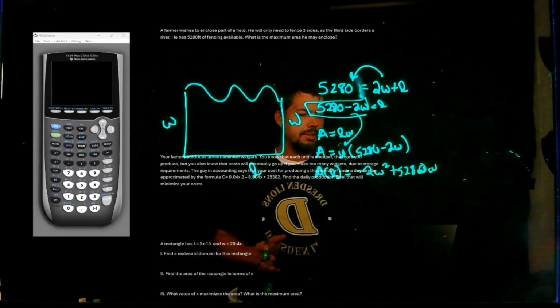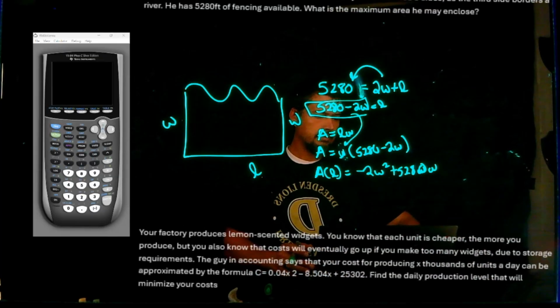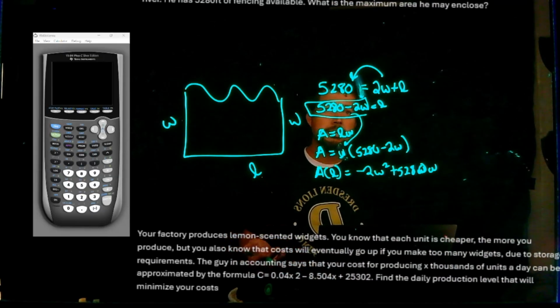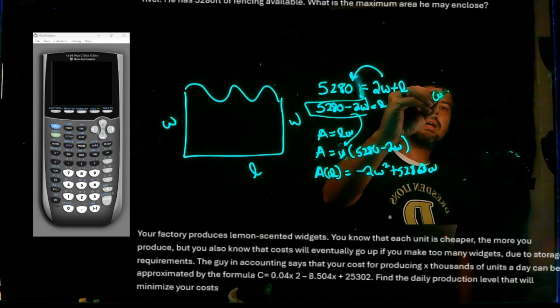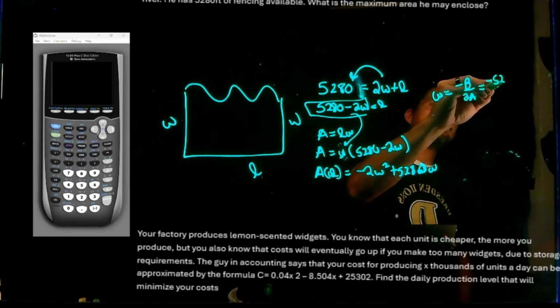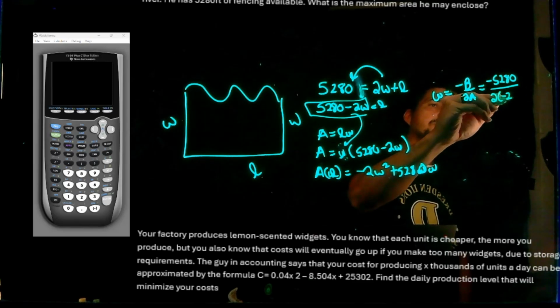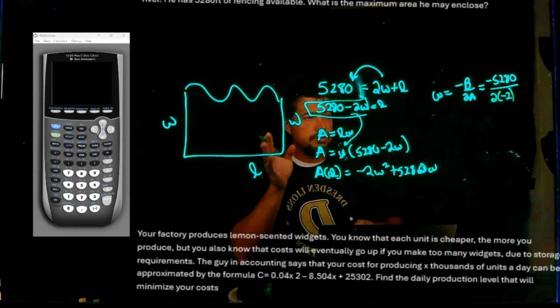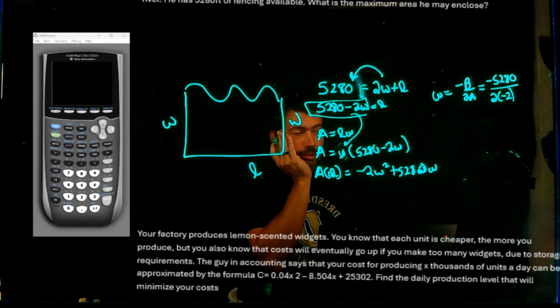Now, kind of the same idea as last time, our maximum happens at the vertex. And of course we find the vertex using opposite B over 2A. The maximum width is at opposite B over 2A, which is negative 5280 over twice A, and A is negative 2. We're taking a negative 5280 and dividing it by a negative 4, which is a big number. What is it? Negative 1320 maybe? I don't want to get it wrong.